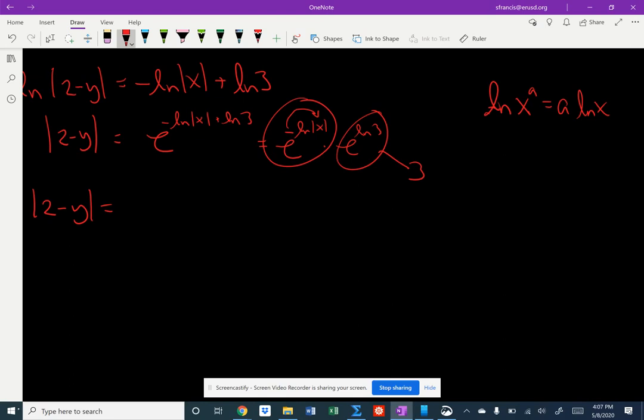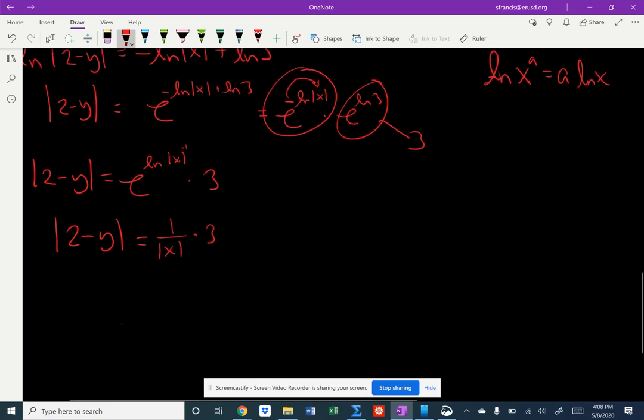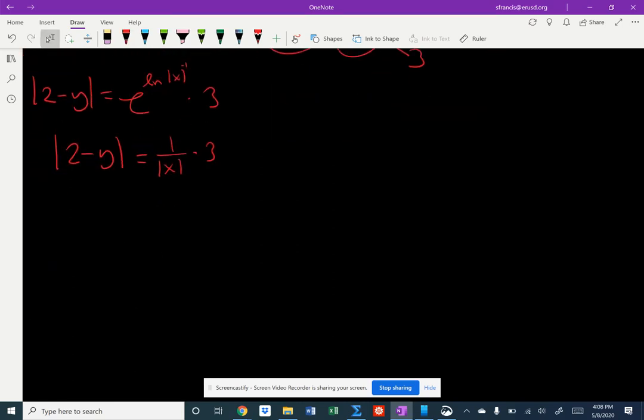So I can reverse that. I can move the multiplier into an exponent position. So this could be e to the natural log of the absolute value of x to the power of -1. And all this is still times 3. Something to the power of -1 is just a reciprocal. So this is absolute value of 2 minus y is going to be equal to, the e in the natural log will cancel here, and I'm going to end up with 1 over the absolute value of x times 3. All right, which I'm going to write as 3 over the absolute value of x.